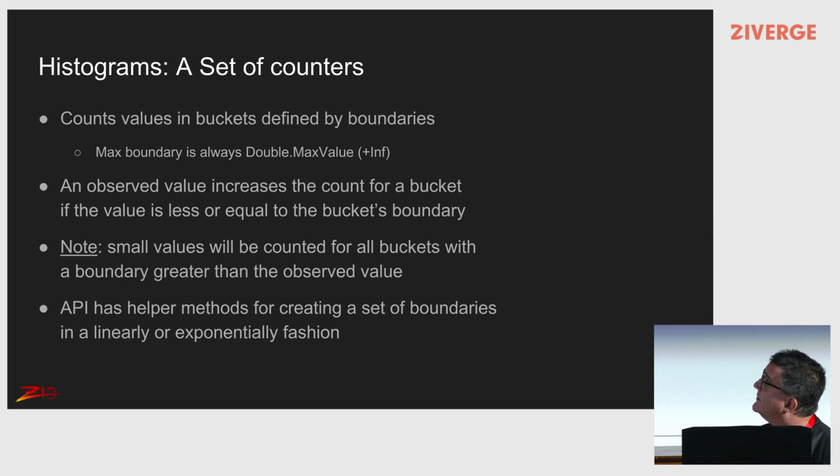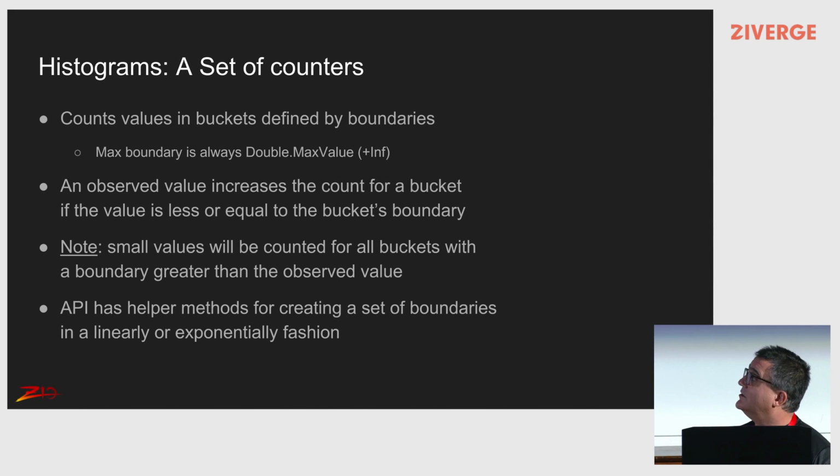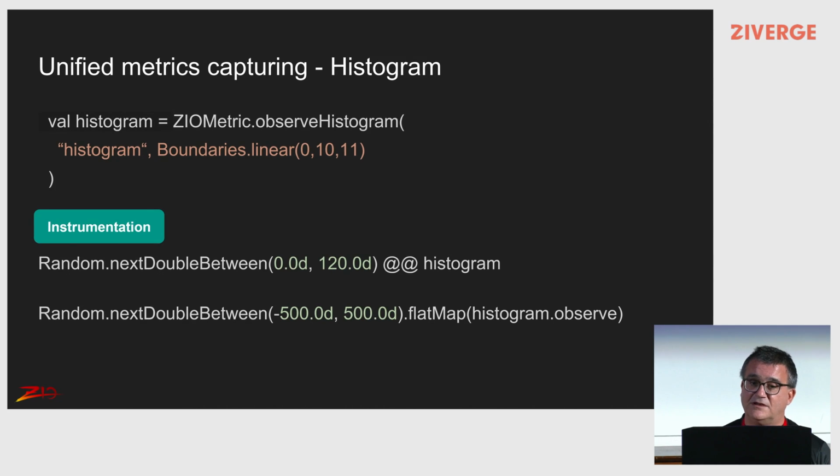observing a value actually modifies more than one bucket. Our API has helper methods to set up the boundaries either in a linear way or in an exponential way, to make it easier to create a histogram. So how does it look? Again, we have a helper method to create a histogram in our code, and then we just call the observe method on the histogram to observe an arbitrary value, and the concurrent state behind the scenes is modified according to the rules I've just explained.